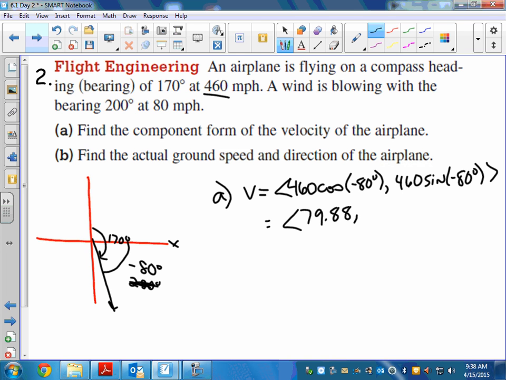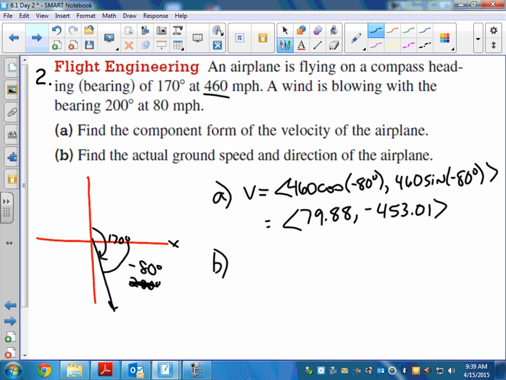$79.88. Did you get that? And then like negative 400. Again, I can at least check that my signs are right. In quadrant 4, does it make sense that the first component is positive and the second component is negative? So that's a nice thing to check. Okay, that's part A.